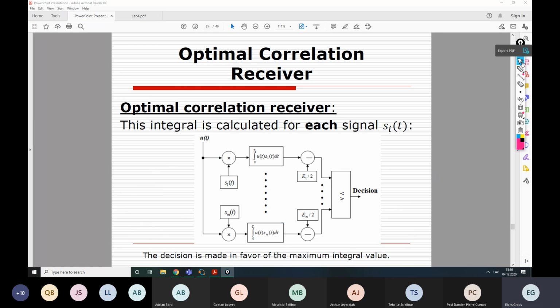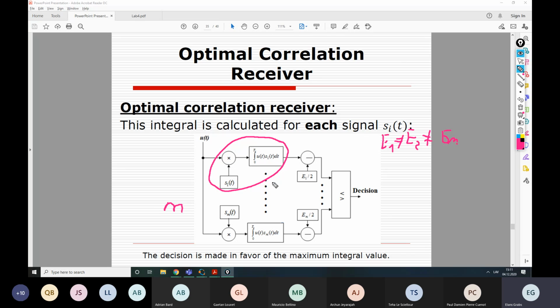So this way, we can describe this graphically as multiple correlators. This entire structure is called a correlator, right? And that's why this receiver is called a correlator receiver. And there is a total of M such correlators. Also, please note that in general, it's not always that energies are equal.